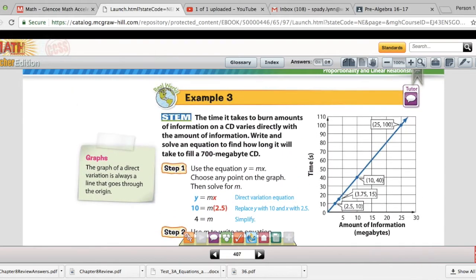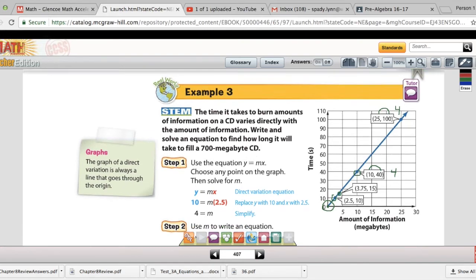For example 3, at the top of page 407, we have a nice graph here, and again we can see that it crosses the point (0, 0), so it gives us that information about being a direct variation when it passes through (0, 0). Then we have some different points on the graph, and if those points fall on an exact coordinate, it's easy to tell that 40 divided by 10 is 4, and 100 divided by 25 is 4. So it's looking like the constant of variation is 4.